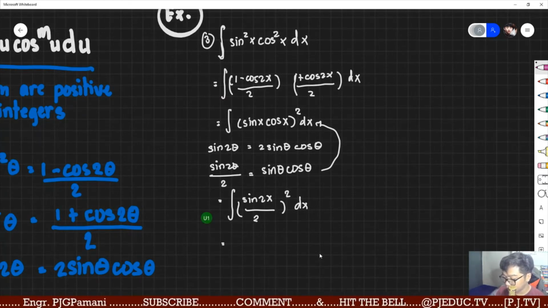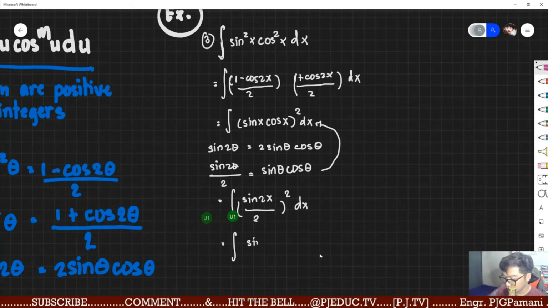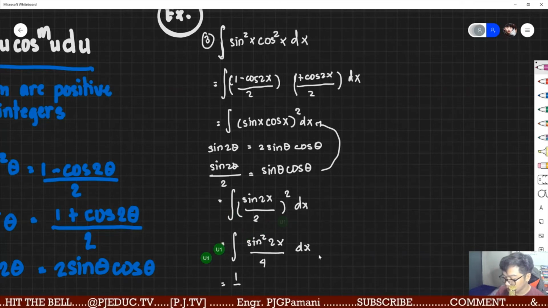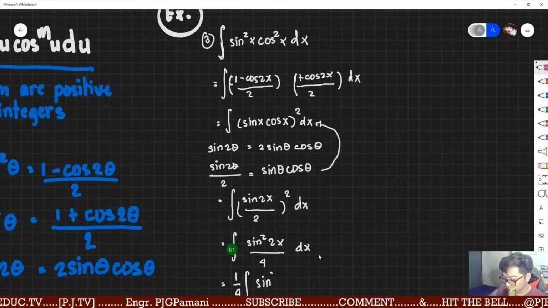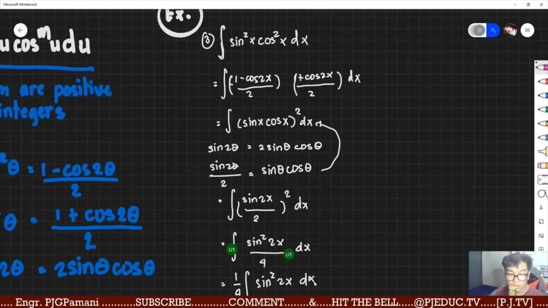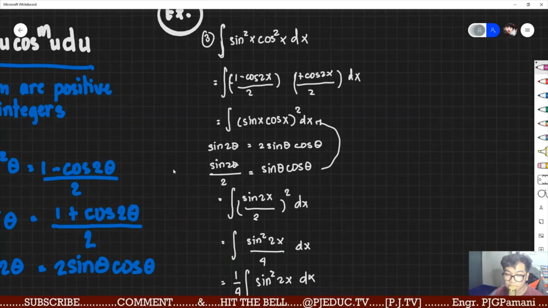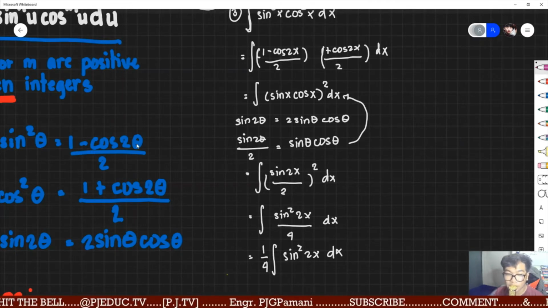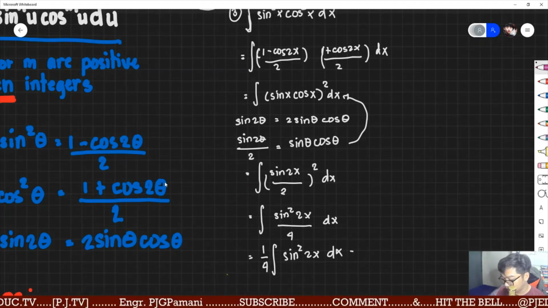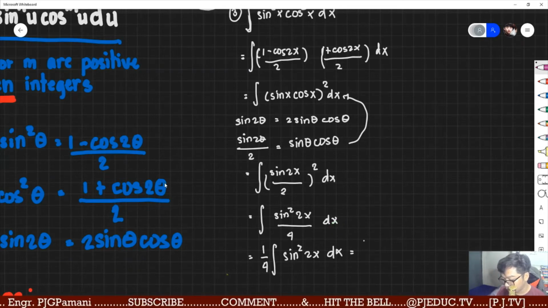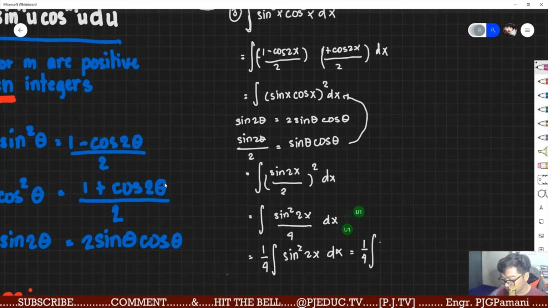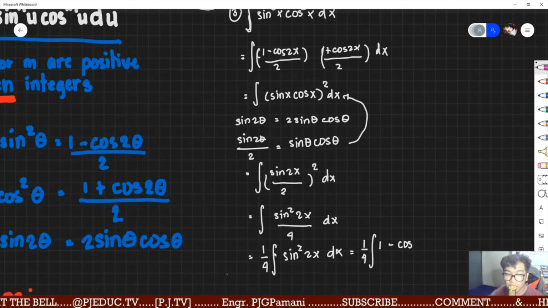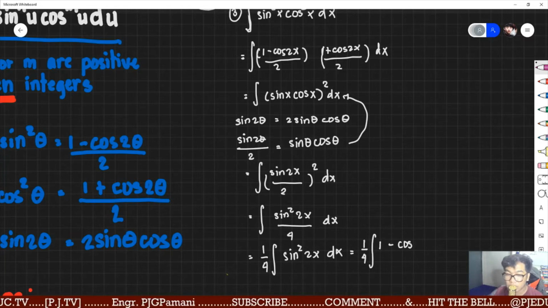Distribute natin yung ating square. That is now sine squared 2x all over 4 dx. Labas natin si constant, 1/4 of sine squared 2x dx. So we can then apply another transformation of identities such that sine squared theta is equal to (1 minus cosine 2 theta) all over 2. Distribute natin yon. That is 1/4 integral 1 minus cosine. Anong ilalagay ko? 2 theta, 2x pa rin ba? Or what? 4x. Siyempre, 4x.